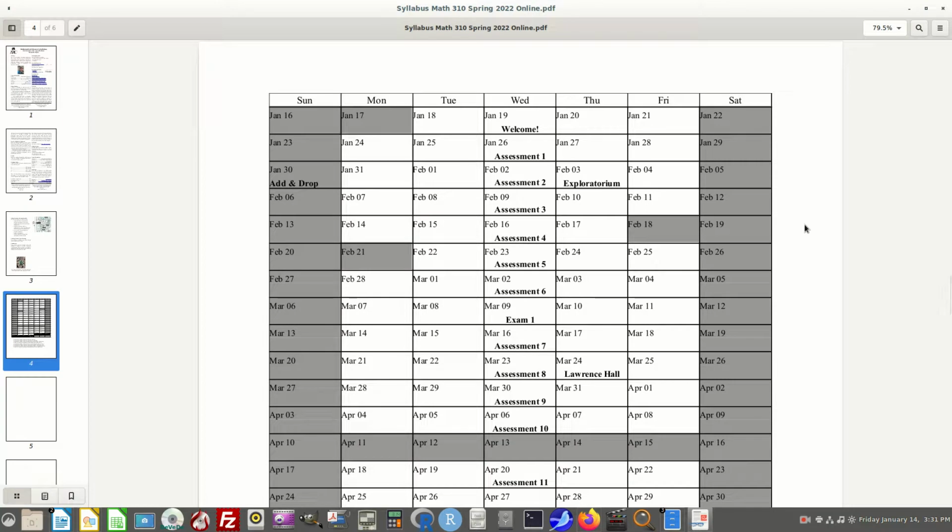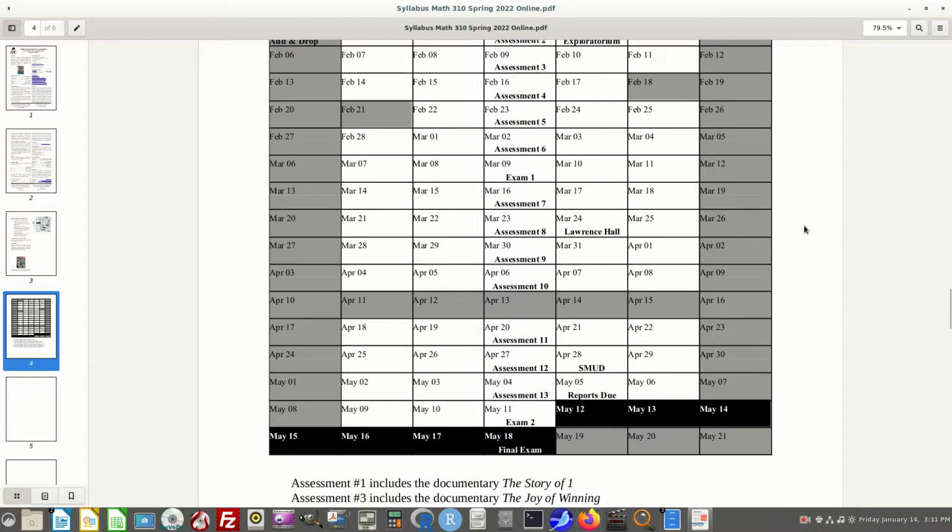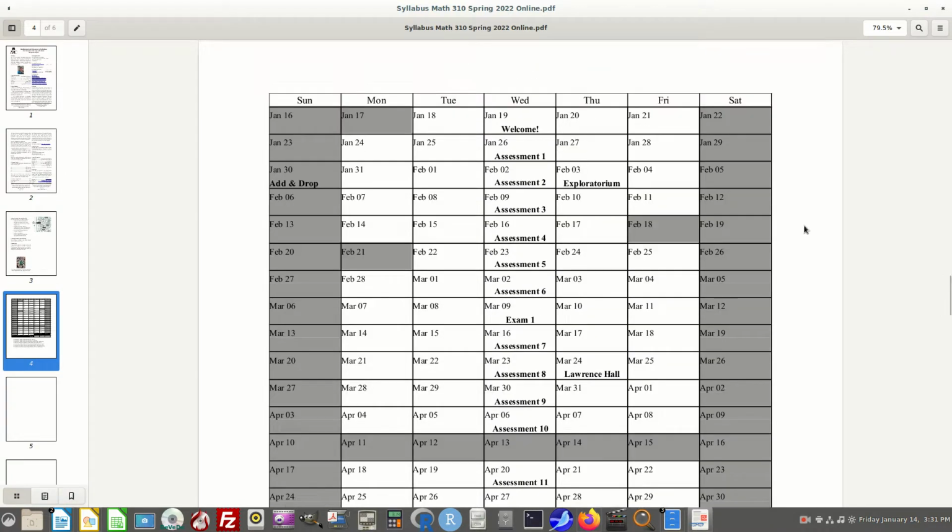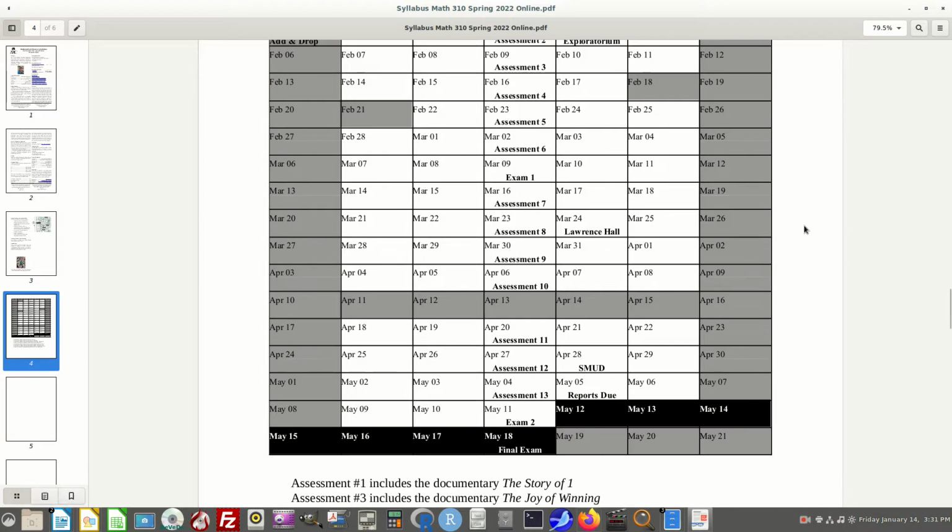So we have the first week, of course, and the welcome assignment. I've shown you that in my Open Math, that first assessment the second week, and then our field trips on Thursday. I provide the forms so that you can do those. Our first exam after the 6th assessment, and then our second exam after the 13th, and then the final exam at the end of the semester.